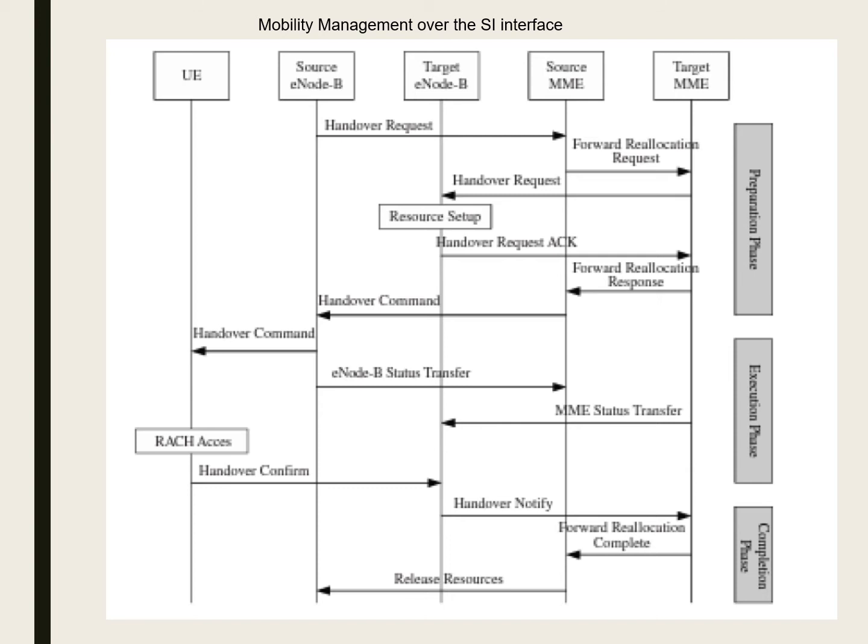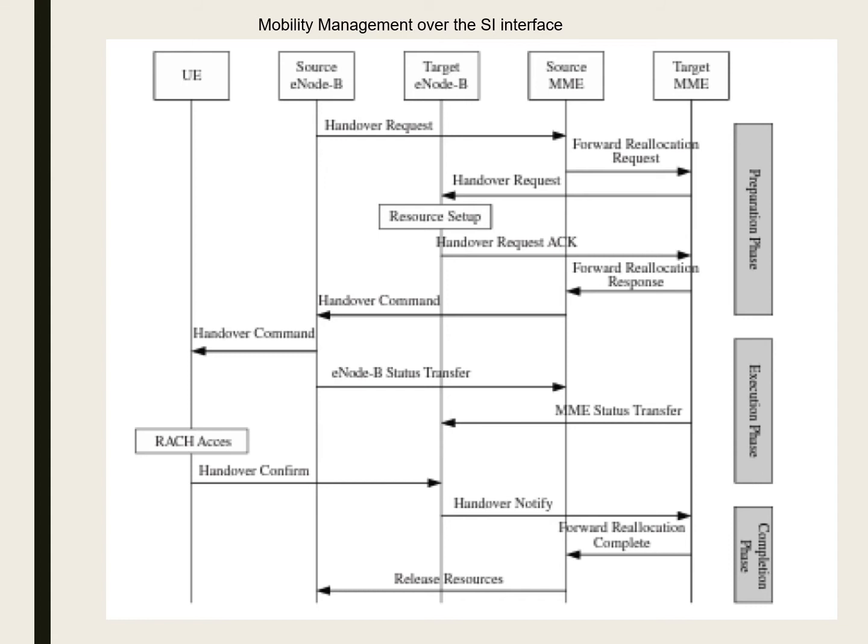a handover request acknowledgement will be sent to the target MME. From the target MME, this forward relocation response signal will be sent to the source MME. In turn, the source MME gives the handover command to the source eNode, and the source eNode makes the user equipment transfer the data by sending a handover command. The user equipment transfers the data over the RACH access.